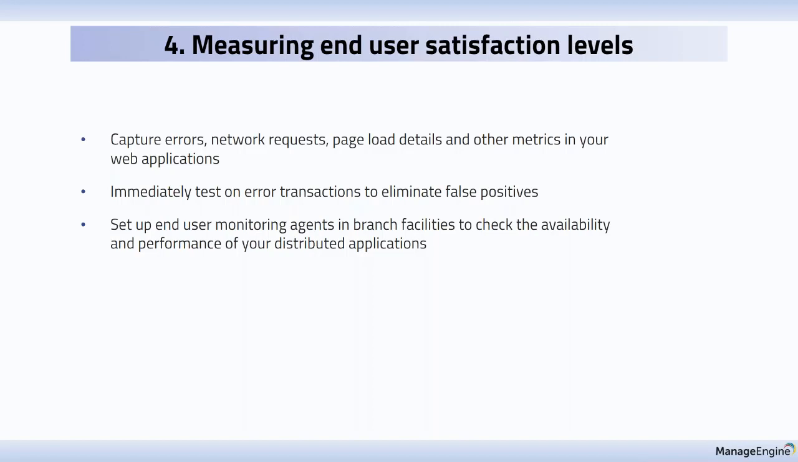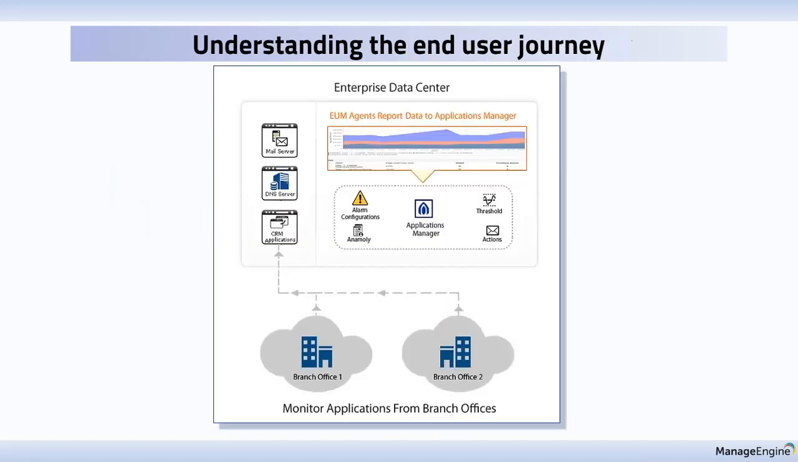You can deploy end user monitoring agents in multiple client locations and see your web application's performance in a global way. So let's see how the end user journey starts. The end user journey starts when a user sends a request from a web client browser to the web server, and then the web server responds back with the content requested by the end user. Thus, the end user journey continues until the session is terminated by the user.